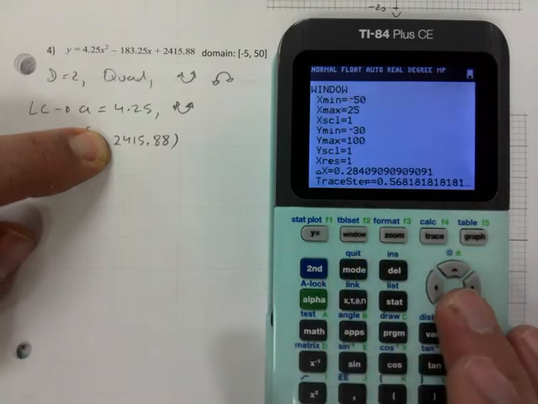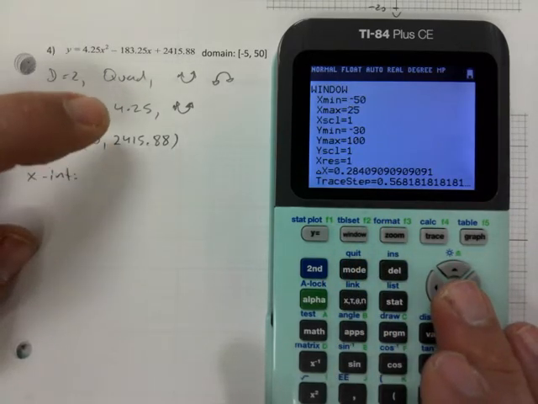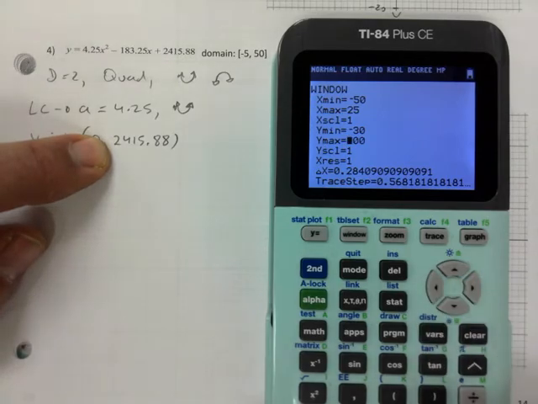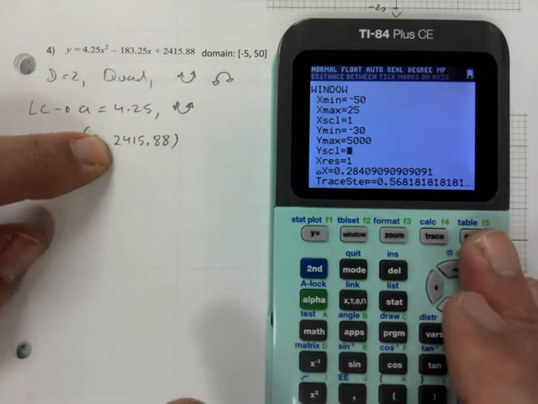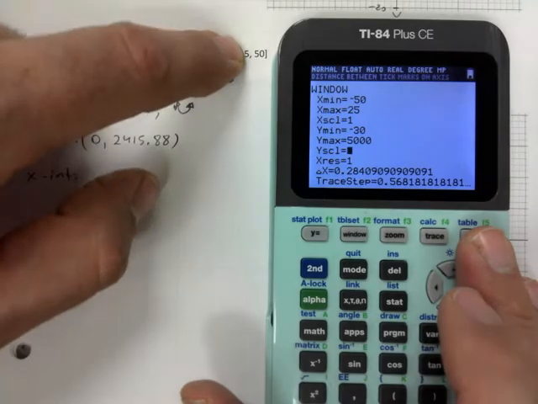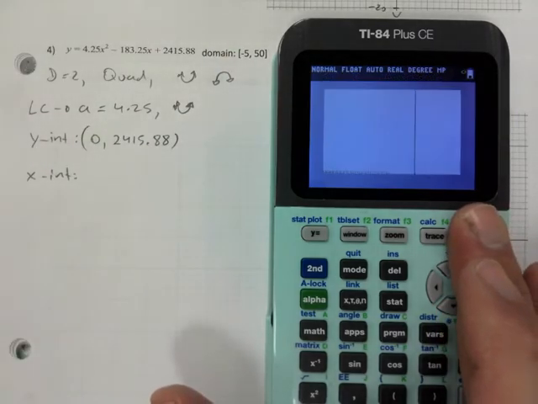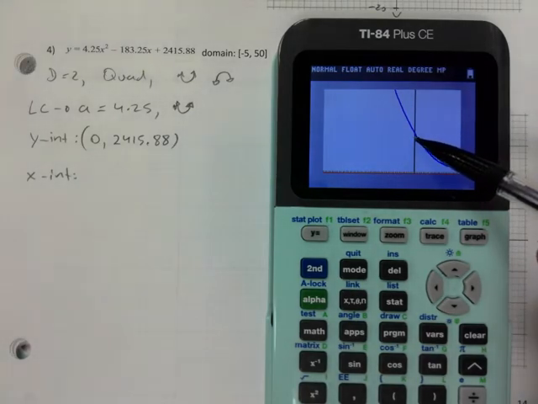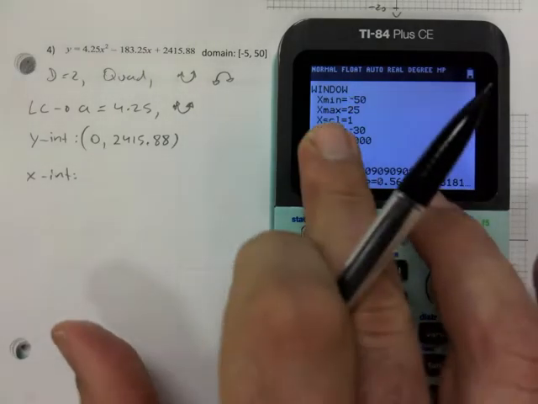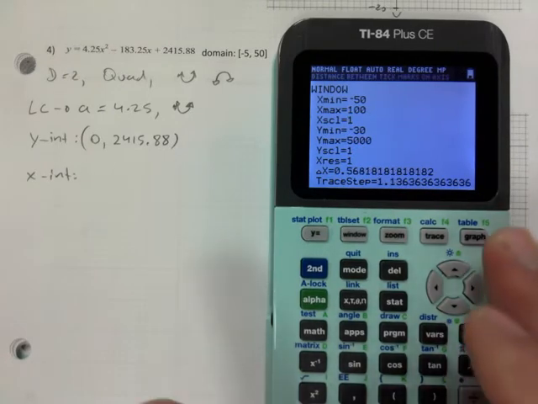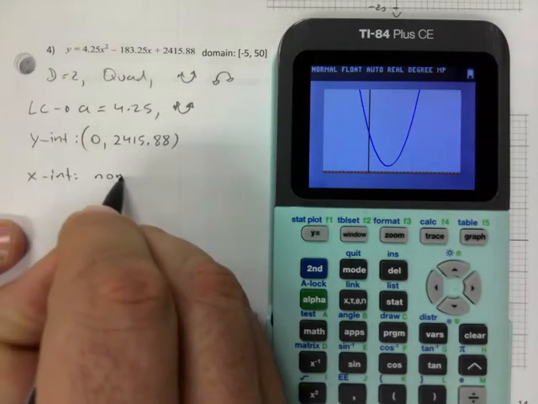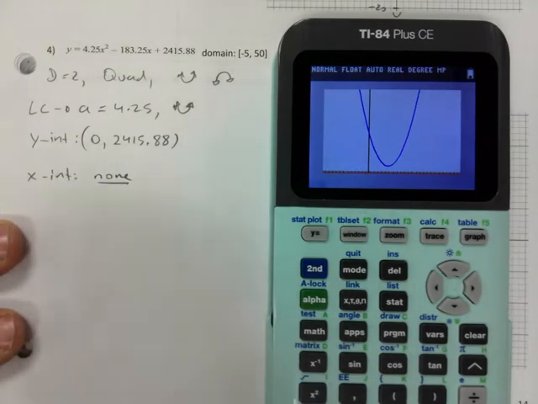So I'm going to go window, and I'm going to make sure that my y max, right, this is pointing up, right? So it's pointing up, and this is your y-intercept. So it's probably a good idea to go maybe 5,000, right? Because it's going to go through there and then up. So let's graph it, and there it is, my y-intercept. So I just need to now change my x max. I'm going to change it to 100, and there it is. It works. No x-intercepts, right? None. Okay, so you don't worry about it.